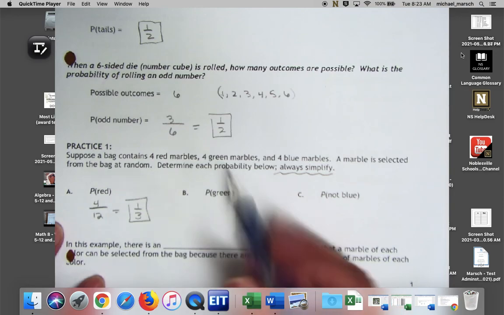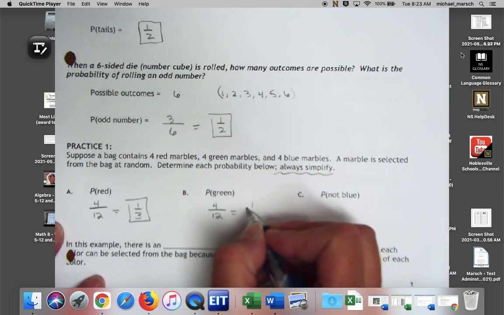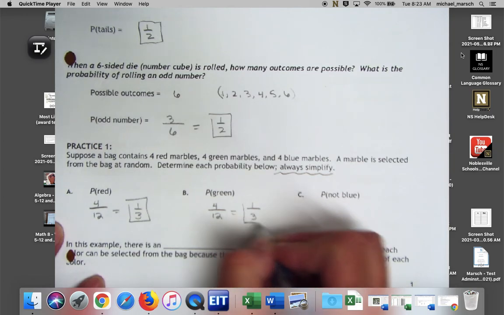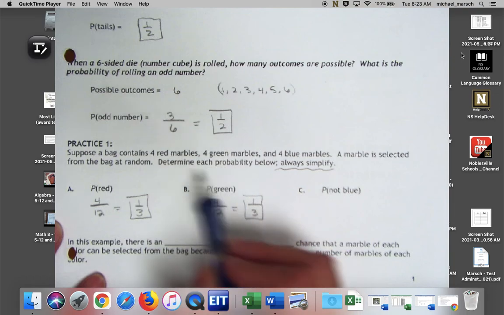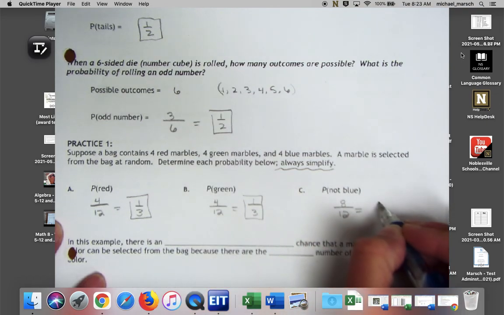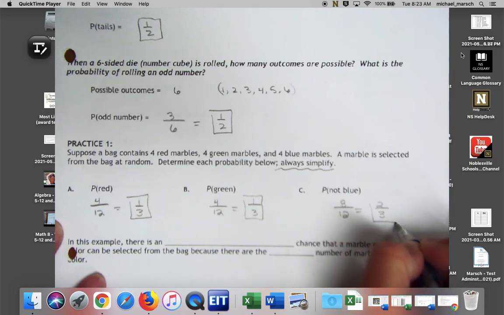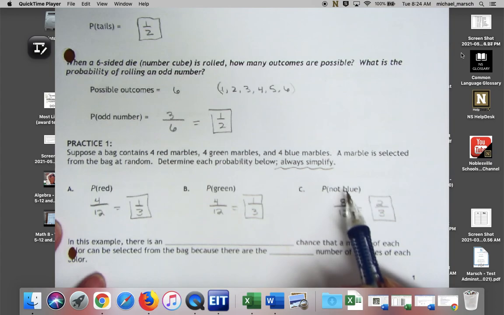How about green? Well, easy. 4 green out of 12 total. Simplify, we get 1/3. How about not blue? So we have 8 marbles that aren't blue out of the 12. So that would be 2/3. So we're just paying attention to what they're asking. That's going to be your biggest mistake, just not reading this carefully.